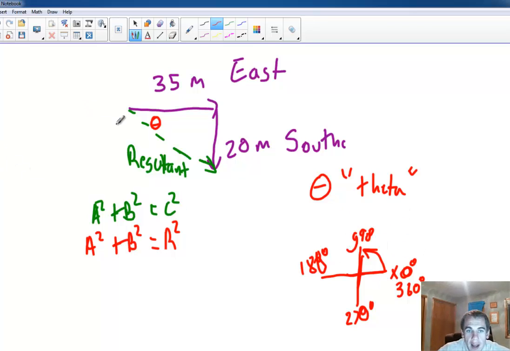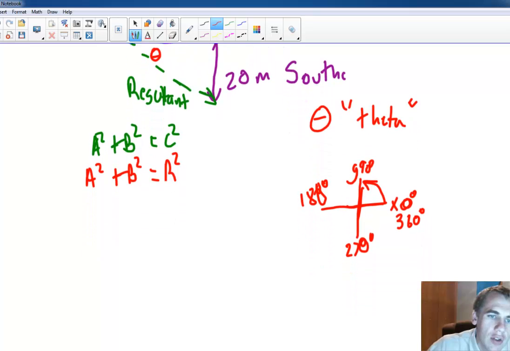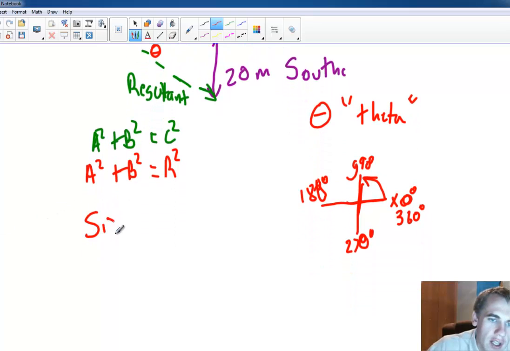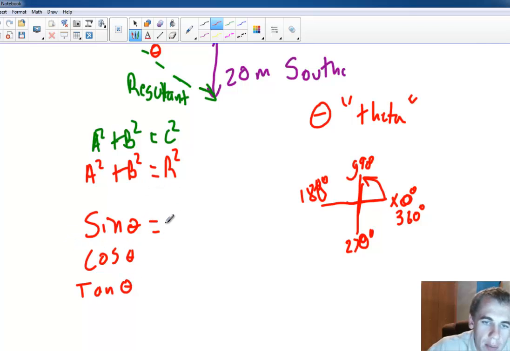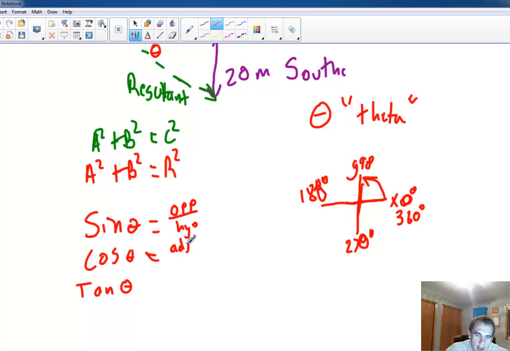All right, so how do I find this thing? For now, we might just concentrate on magnitude, but there are three trig functions, right? The sine of theta, the cosine of theta, and the tangent of theta. Sine is opposite over hypotenuse. Cosine is adjacent over hypotenuse. And tangent is opposite over adjacent, so it doesn't involve the hypotenuse at all.